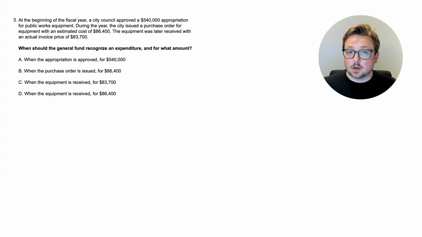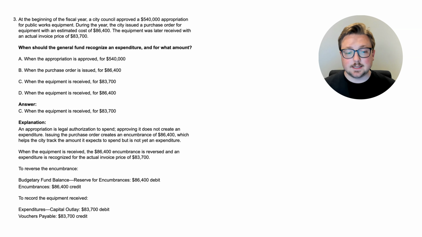Now, we haven't really talked about timing very much yet, so if you don't know, that's okay. If you want to give this a guess, maybe pause the video and think through this, and when you're ready, come back, we'll look at the answer together. All right, here we are at the answer. C, when the equipment is received, that's when you recognize it, and it's going to be for $83,700.